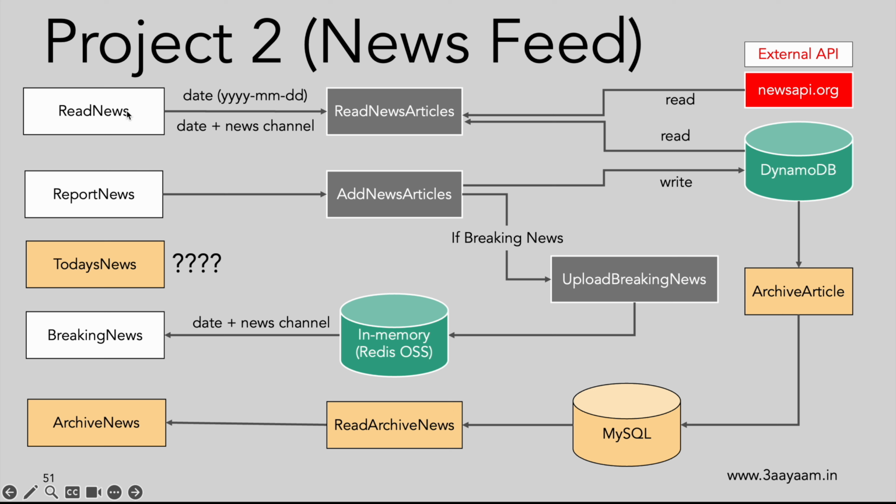We are pending with read news articles and breaking news. These are the three APIs that we are pending with. Now let me go ahead and create this read news articles API, which would be reading from the DynamoDB table and an external news API also, provided we send the date or the date and the channel ID.